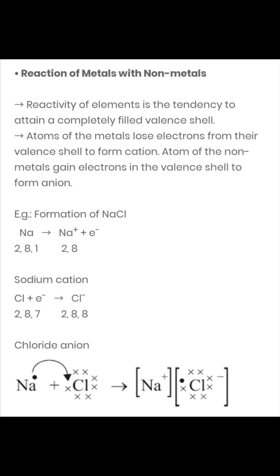If we talk about the formation of sodium chloride, children, sodium's atomic number is 11, so the configuration of sodium will be 2, 8, 1. Just see, to complete its octet in the last shell, sodium wants to have 8 electrons, so it is going to lose the last one electron and form a cation, that is sodium positive ion, by losing one electron.